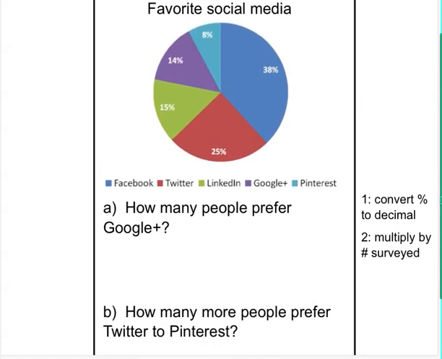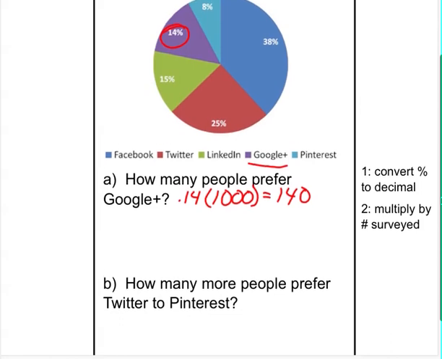So question A, how many people prefer Google+? So we have to look. Google+ is the purple section, so that would be 14%. So convert your 14% to a decimal. And this time 1,000 teenagers were surveyed. So when you multiply, you get 140 people preferred Google+.